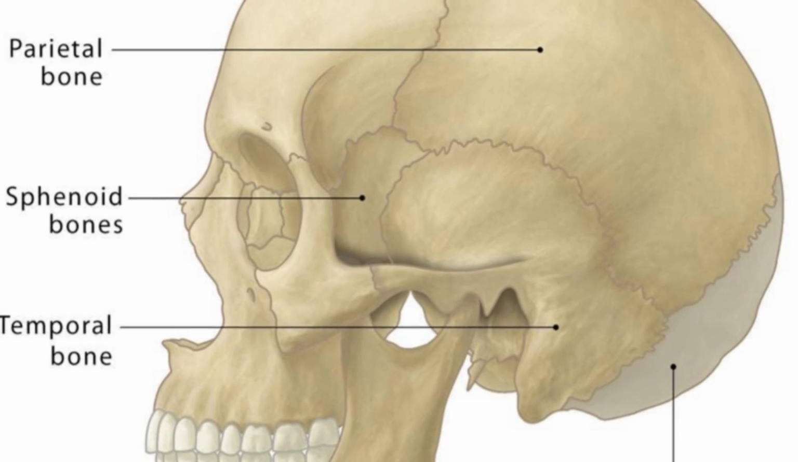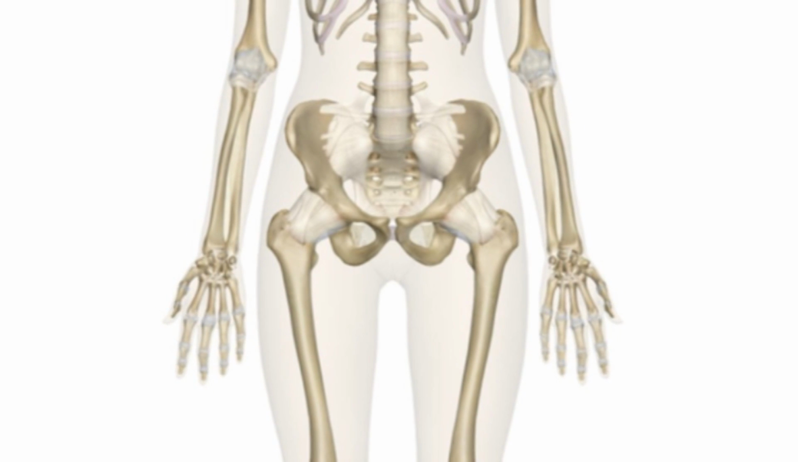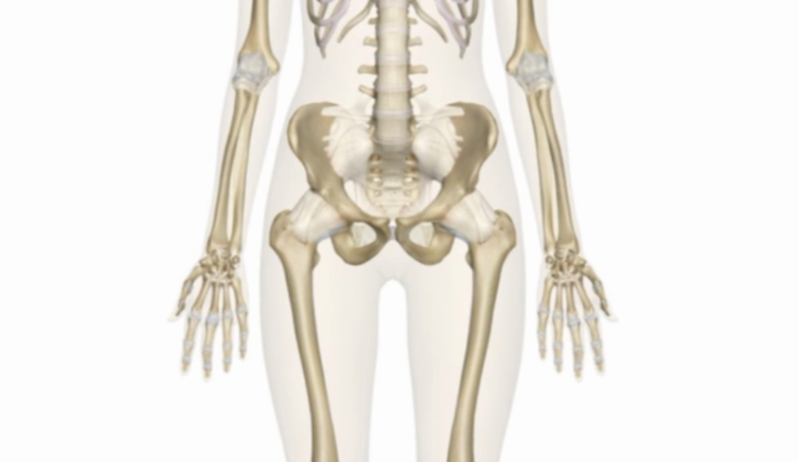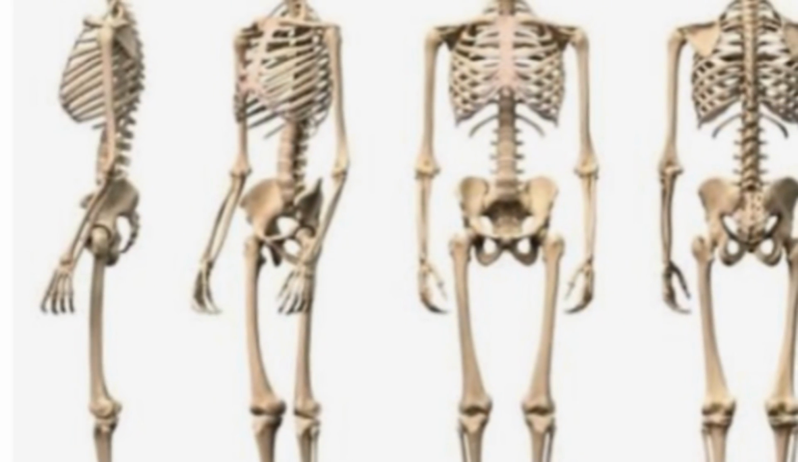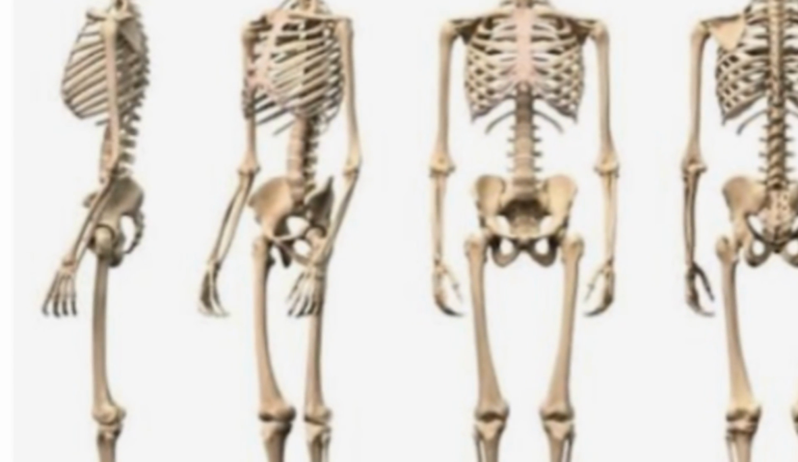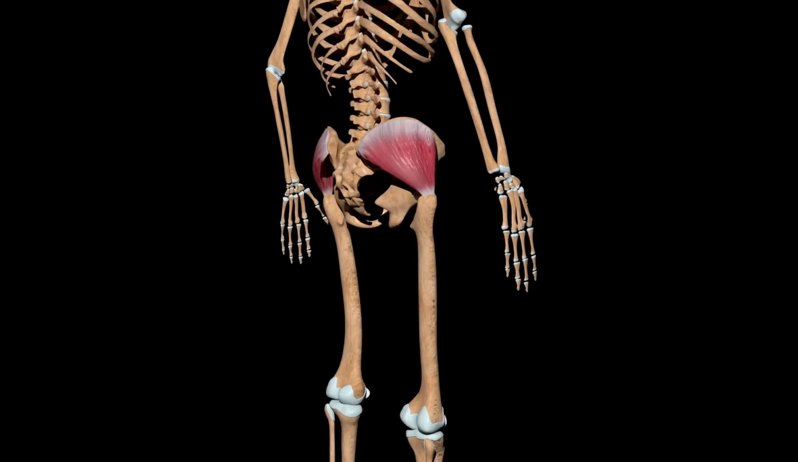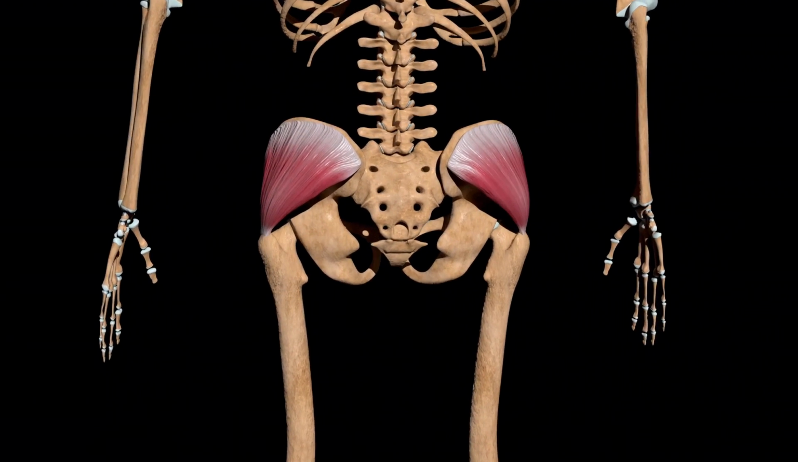What is the skeletal system? The skeletal system is a framework of bones, cartilage, and ligaments that provide support and structure to the human body. The skeletal system is divided into two main parts. The axial skeleton includes the skull, spine, and rib cage. The appendicular skeleton includes the bones of the arms, legs, and pelvis.